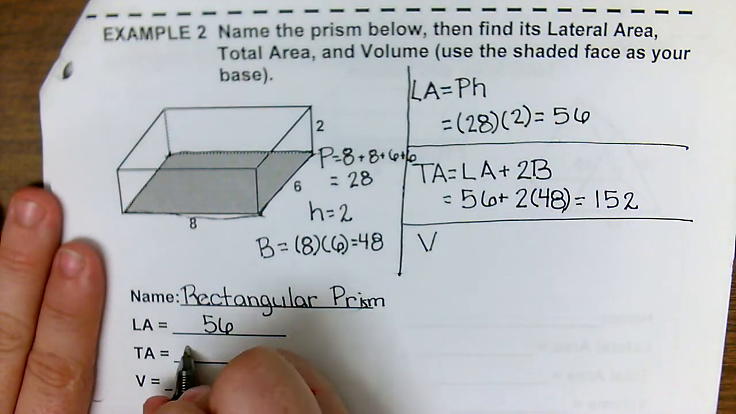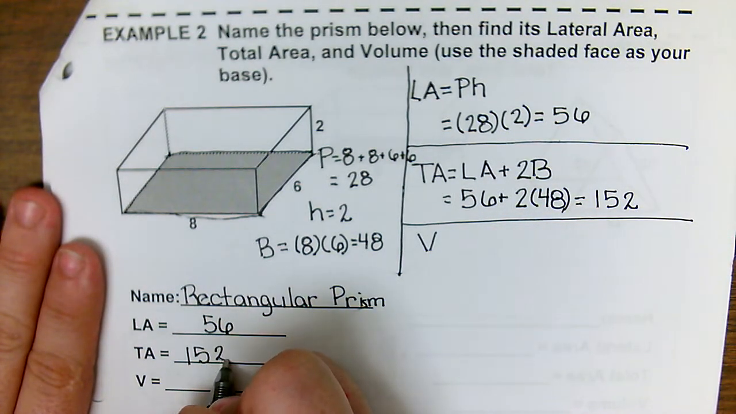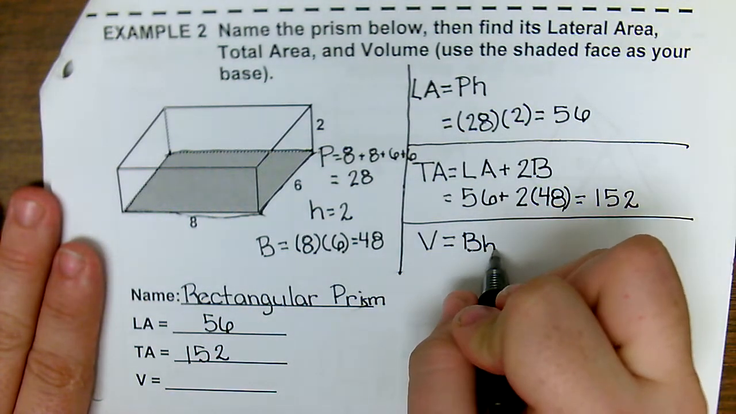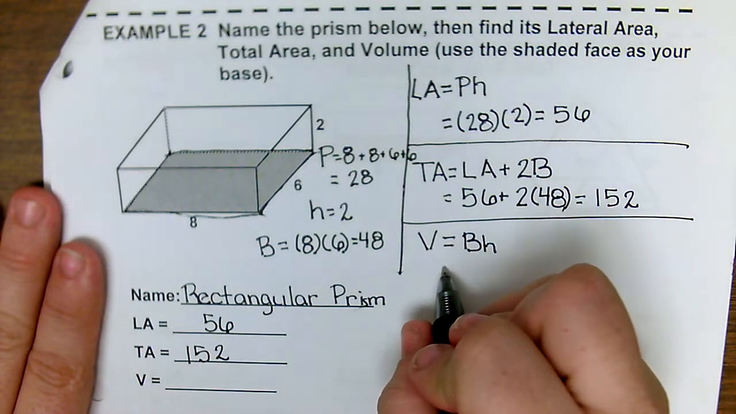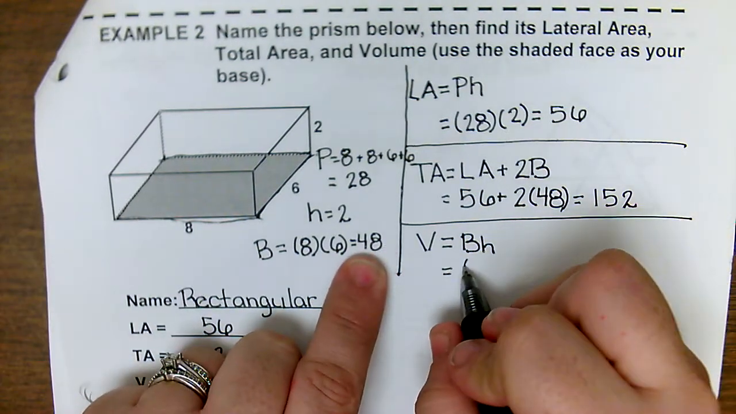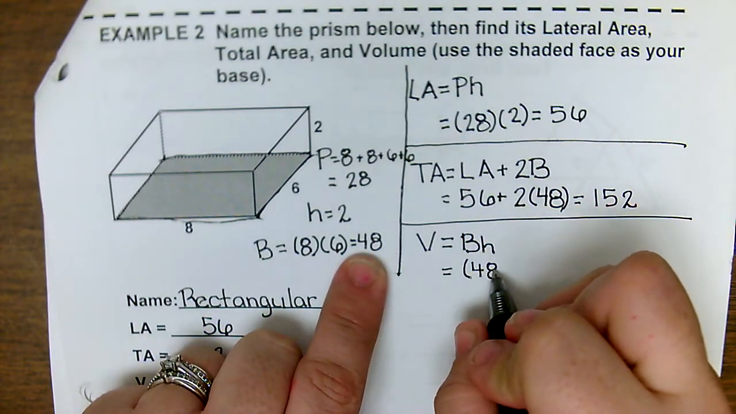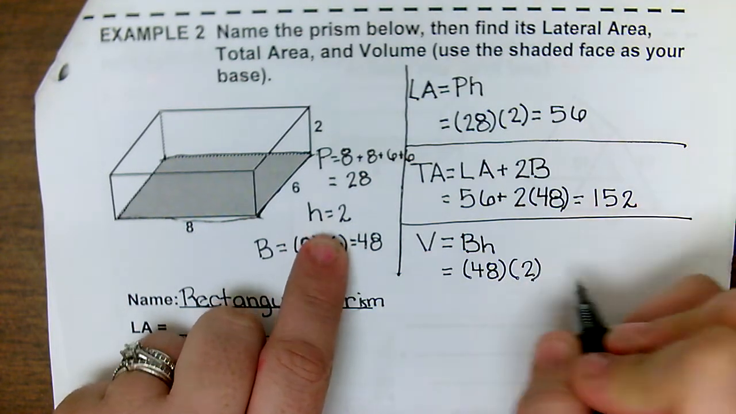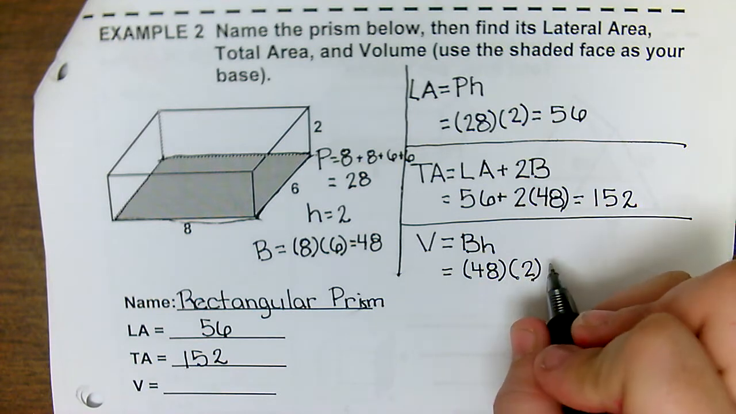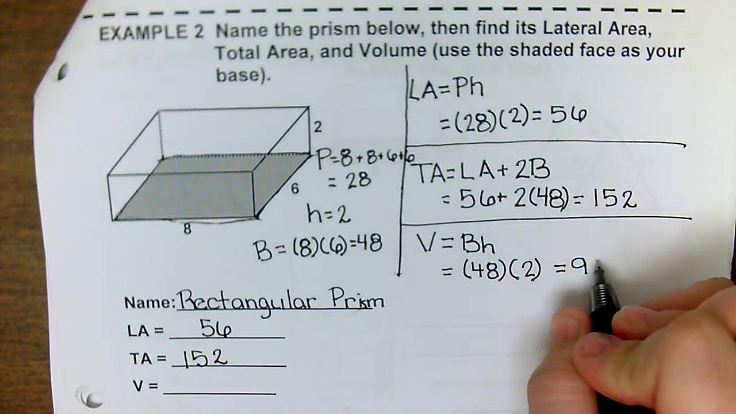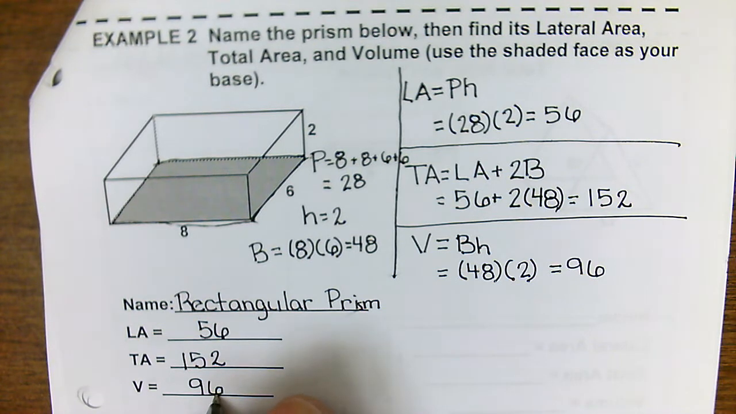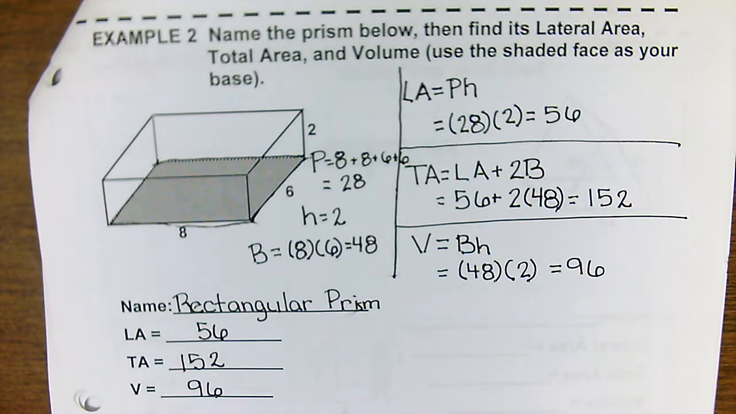Alright, volume. Let's add our answer in. Okay, volume. Big B, little h. Big B is 48. H is 2. So 48 times 2 is 96. So our volume is 96 units.